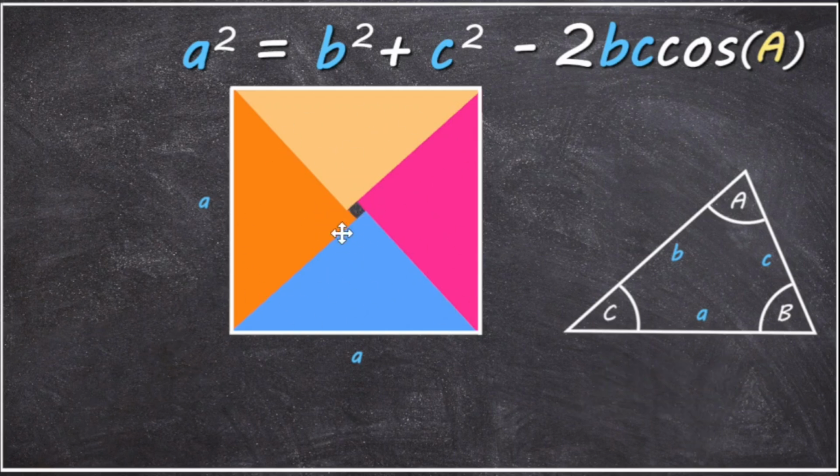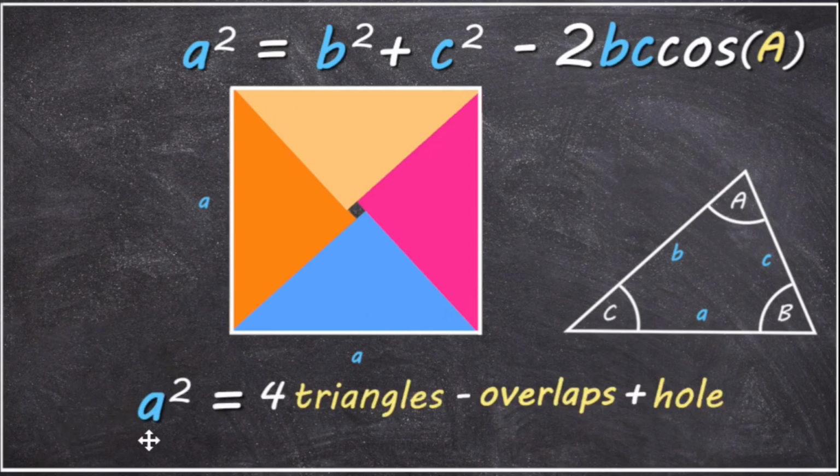If we add the area of the small hole in the middle, we will be able to express the square in terms of the 4 triangles with the overlaps removed and the small gap in the middle added. And we'd have an equation that looks like this: a squared equals 4 triangles minus the overlaps plus the hole. Let's plug in the value of 4 triangles first.